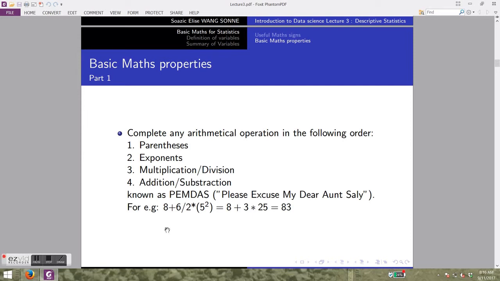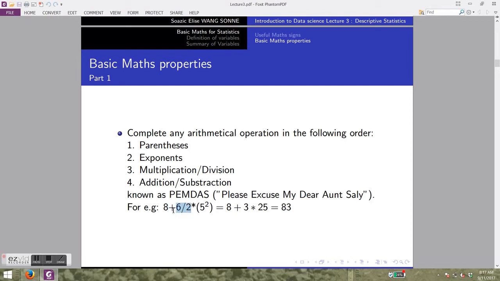So here, for instance, I took an example. If you want to compute this figure, you first start by computing the number within the parentheses. Then you proceed to the division first before you multiply, and then you add. So you first start with the parentheses, and then if there is any exponent, you compute the exponent, and then you proceed to the multiplication or the division. So here you divide, and then you multiply, and then you add.